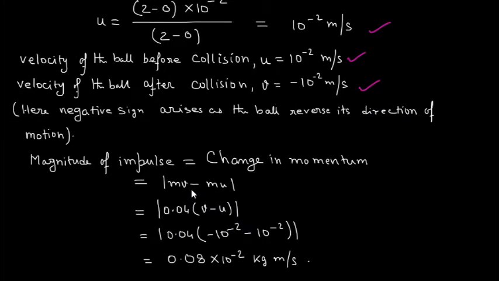So the magnitude of impulse is equal to the change in momentum, that is mv minus mu. Putting the value of m and taking m as common, that is 0.04 (v minus u), which is 0.04 times (minus 10 to the power minus 2 minus 10 to the power minus 2), which is equal to 0.08 into 10 to the power minus 2 kg meter per second. So this is the answer. Let us move to the next question.